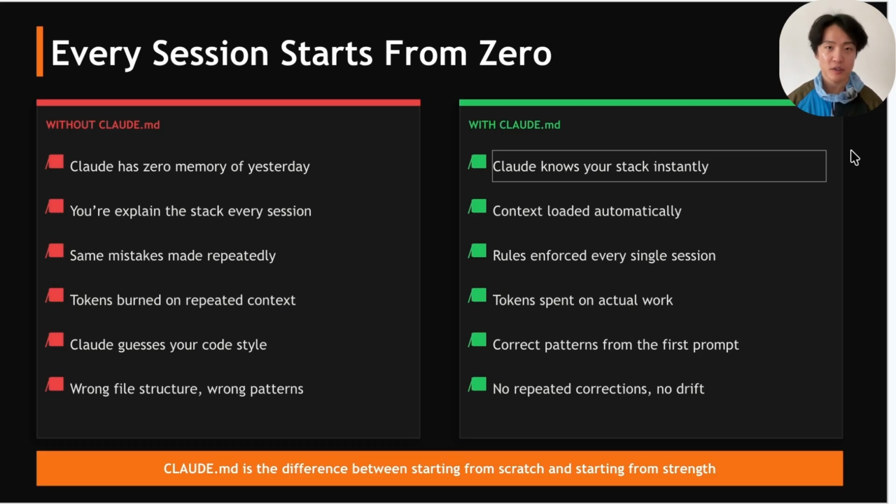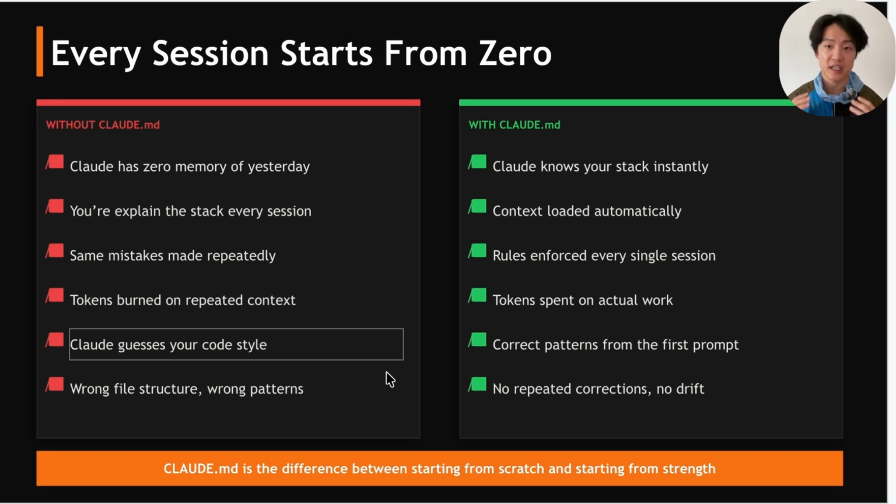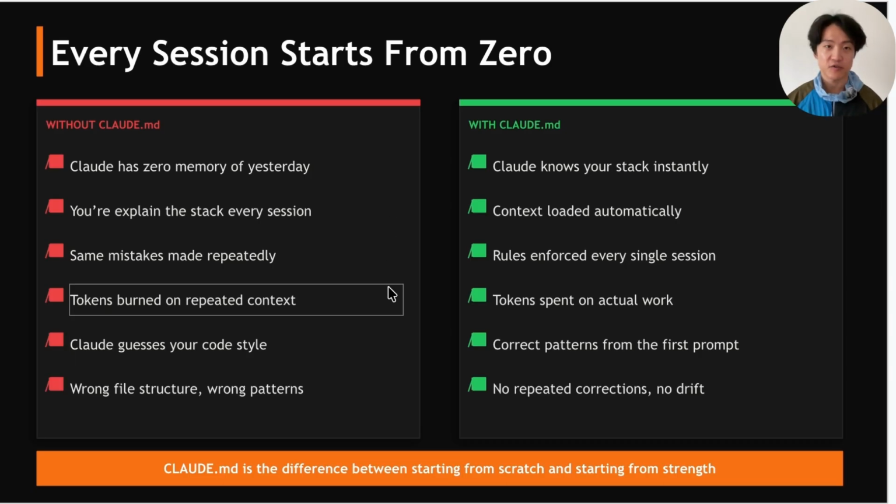However, with a properly written CLAUDE.md file, none of that happens, or at least it significantly reduces the chances of mistakes happening. So Claude knows your stack the moment it opens. The context loads automatically. Your rules get enforced on every single session without you saying a word. Tokens go towards actual work instead of repeated setup and having to review your context and your entire repository again and again, which takes up so many of your Claude tokens. And Claude follows the right patterns from the very first prompt. That's exactly what we're building today. CLAUDE.md is the difference between starting from scratch and starting from strength every single time.